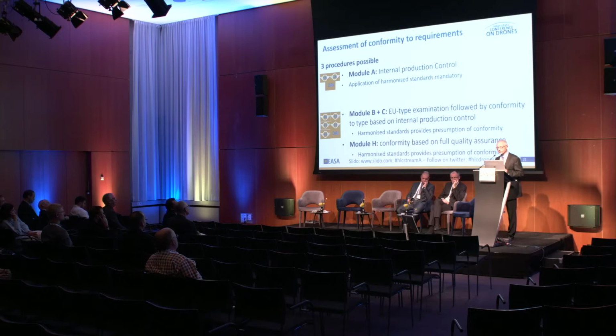In this case, it's mostly a declaration. There is no notified body involved here. And the harmonized standards, the ones being developed, are mandatory for using module A. In the other cases, you see there are all the other classes. The manufacturer can use module B plus C. This is an EU type examination, so with the involvement of the notified body, followed by conformity to type based on internal production control again.